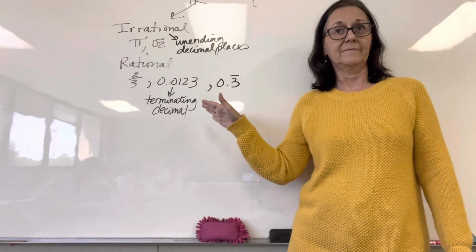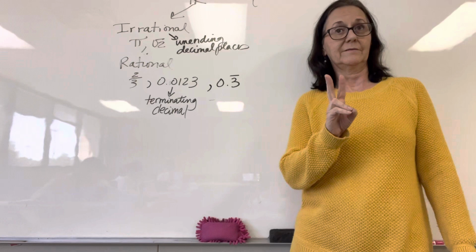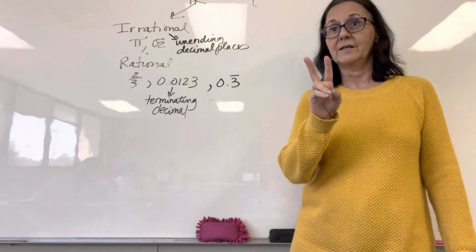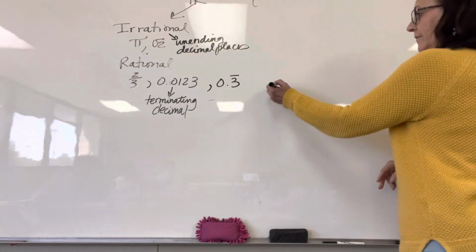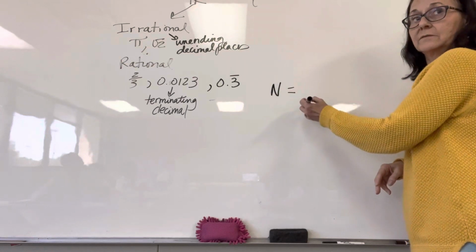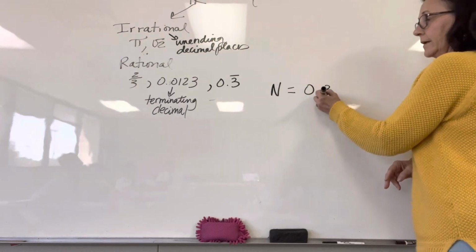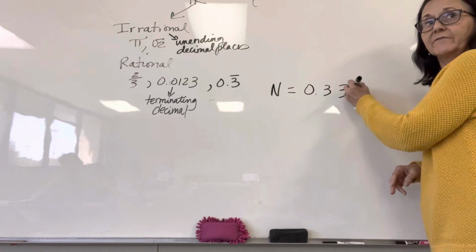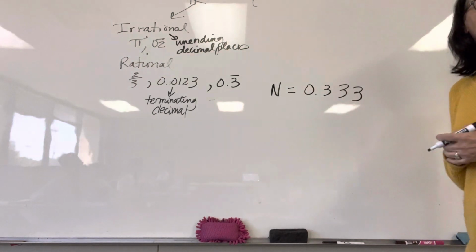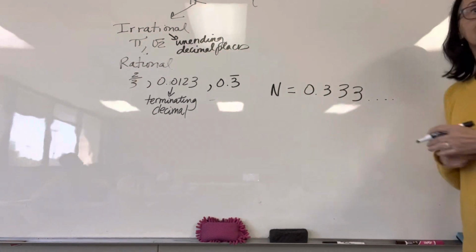Okay? We're going to write 2 equations. You're always going to have 2 equations. I'm just going to write the number. The number equals 0.3 repeat. I'm going to write a couple of the repeats. Got it? We know it goes on and on and on, right?